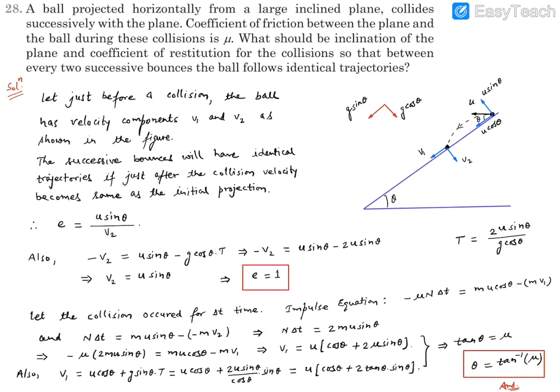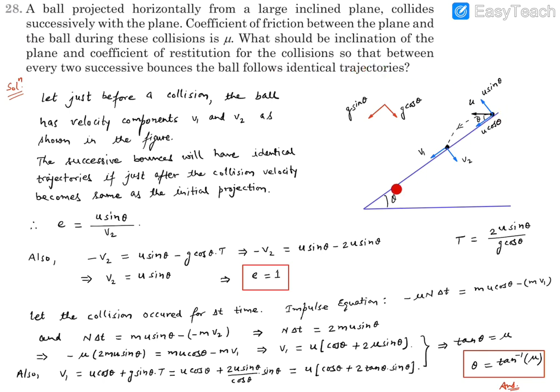Question number 28 reads: a ball projected horizontally from a large inclined plane collides successively with the plane. The coefficient of friction between the plane and the ball during these collisions is mu. What should be the inclination of the plane and the coefficient of restitution for the collisions so that between every two successive bounces, the ball follows identical trajectories? So the condition is that the ball should go with identical trajectories.